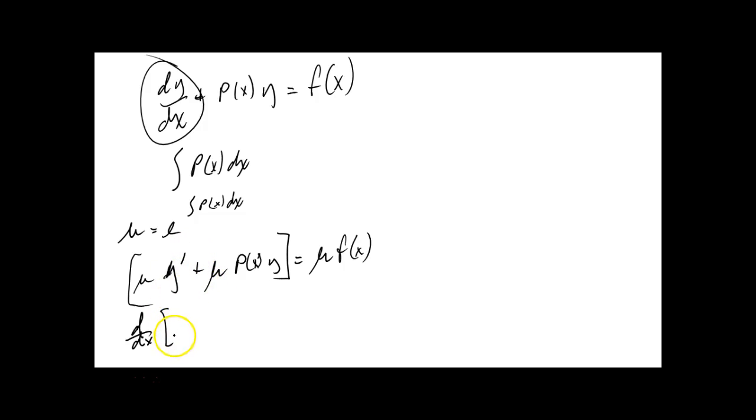This is mu times y, because remember mu is this thing, but it's much easier to just call it mu, it's a lot shorter, times y prime plus the derivative of mu. The derivative of mu will be this thing right here.